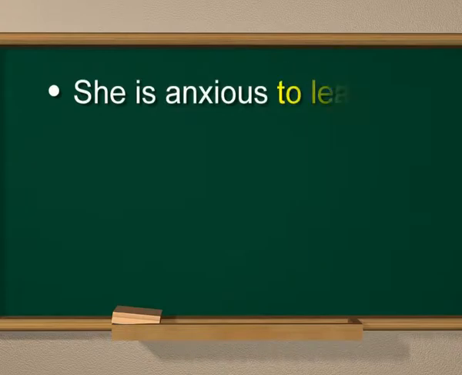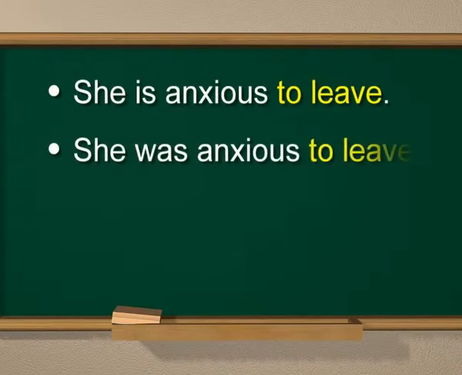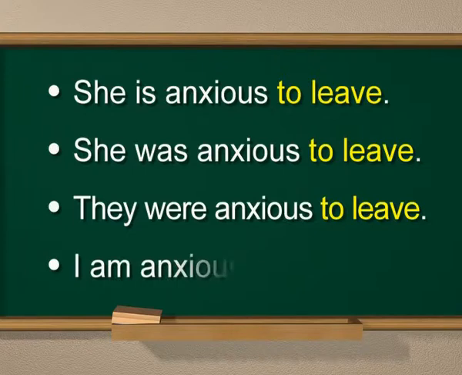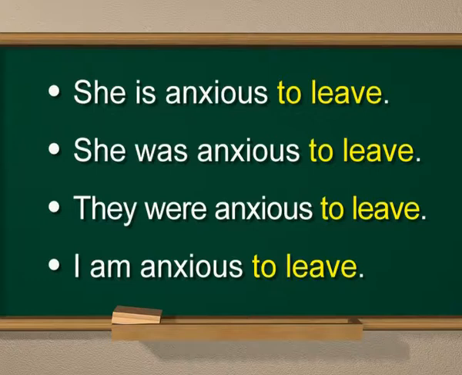She is anxious to leave. She was anxious to leave. They were anxious to leave. I am anxious to leave. You see in these examples that finite verb is be because is first form of the verb be. To leave again is a non-finite verb, that is to infinitive.